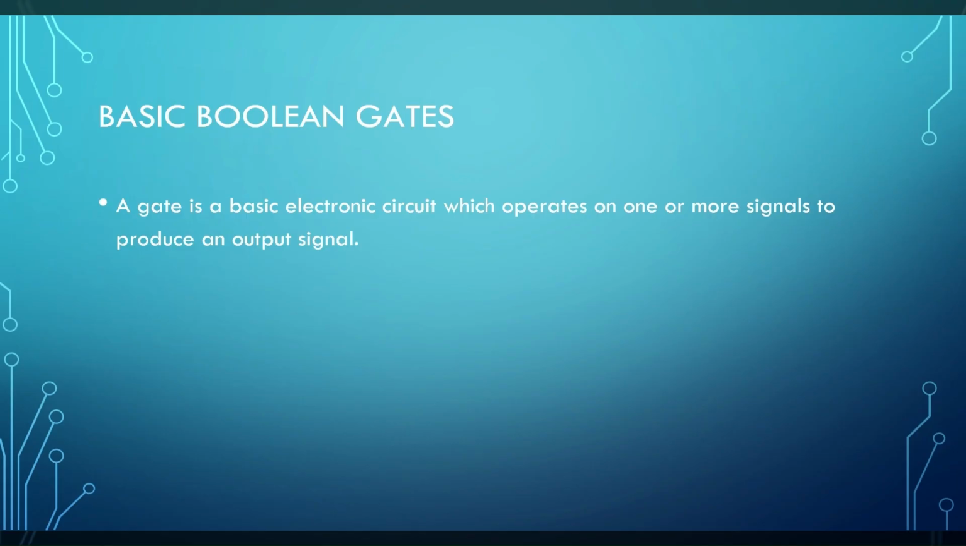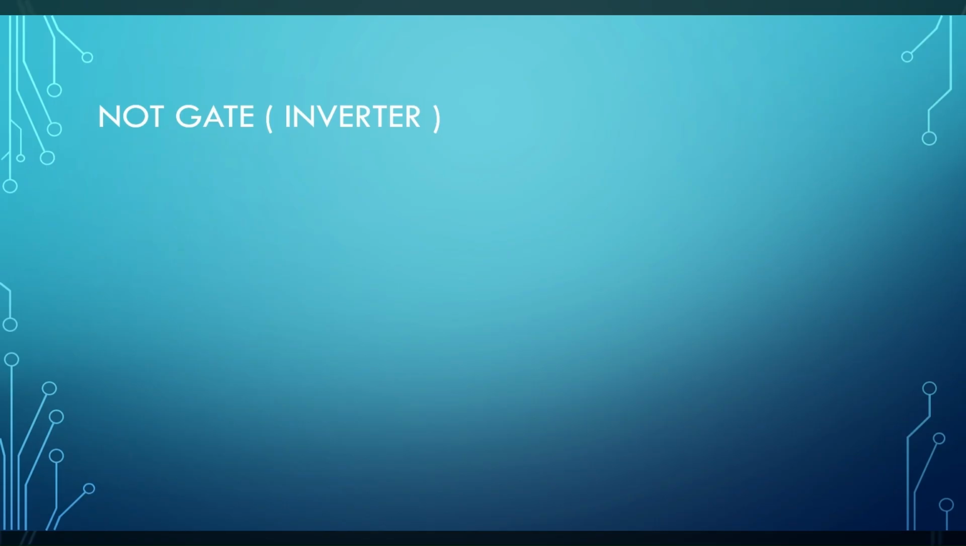Now, in Boolean algebra, we are studying 3 main gates. First is the NOT gate, second is the AND gate, third is the OR gate. And the hint to remember all these gates is NAO: NOT, AND, OR. Now we will see each and every gate in detail.